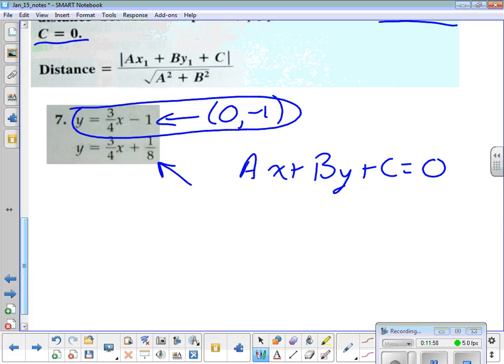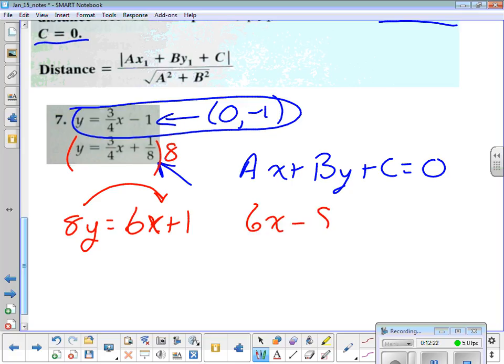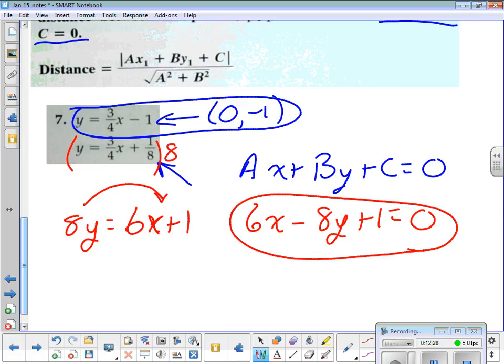So the first thing I'm going to do with that equation is I'm going to multiply that whole thing by 8. That's going to get rid of the fractions. So I got 8y equals, sorry, 3/4 times 8 would be 6x + 1. Now I'm going to move the 8y to this side so that way I can get it to be 0. So now I've got 6x - 8y + 1 = 0. So there's the equation of my line. There's the point I want to use. There's the formula I'm going to stick it in.